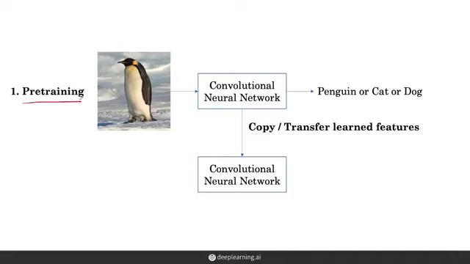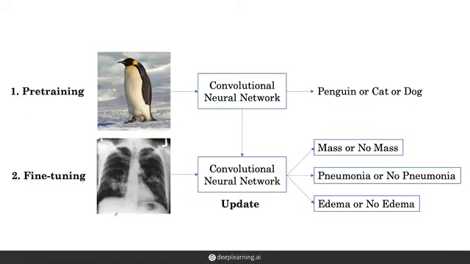Here, the idea is to first have the network look at natural images and learn to identify objects such as penguins or cats or dogs. Then, use this network as a starting point for learning a medical imaging task by copying over the learned features. The network can then further be trained to look at chest x-rays and identify the presence and absence of diseases.